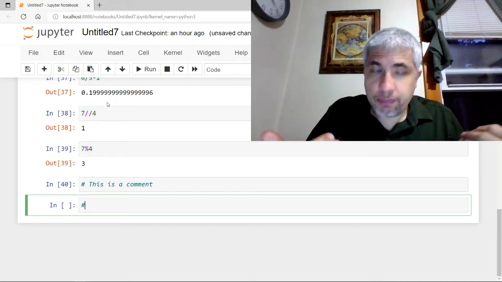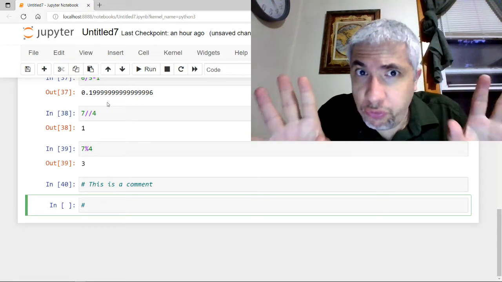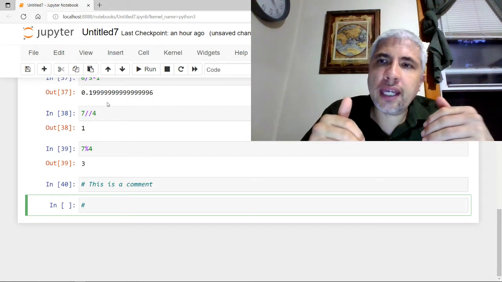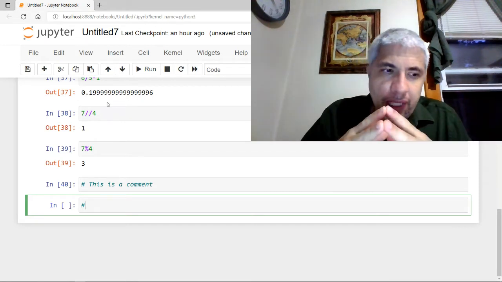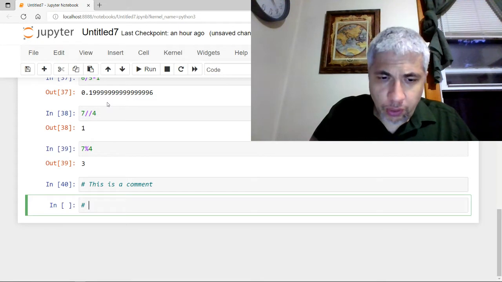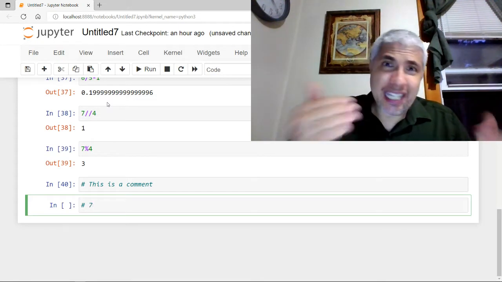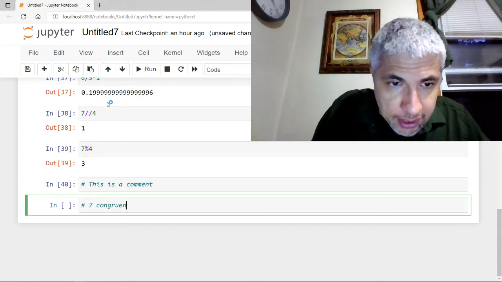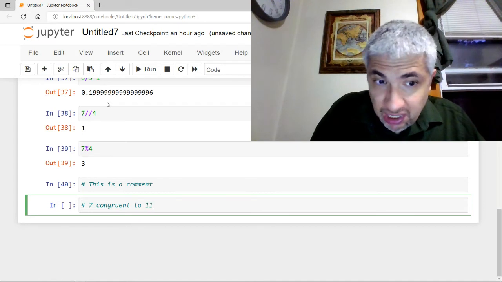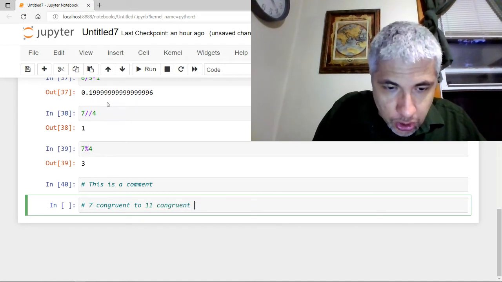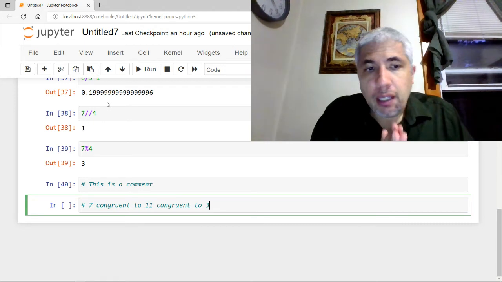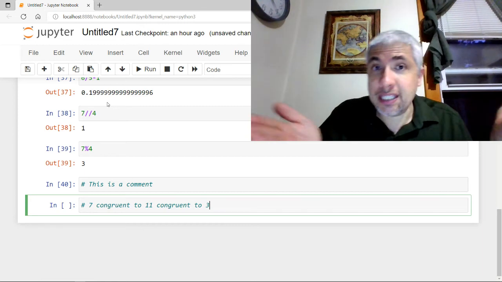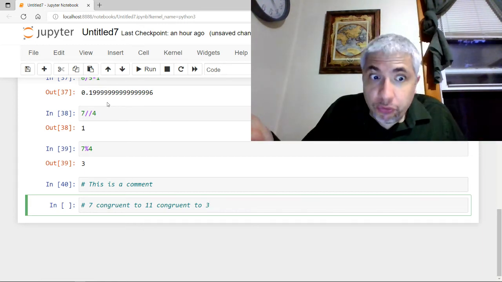Because in modular arithmetic, let's say I'm talking about numbers mod 4. In that case, we say that two numbers are the same or congruent if they differ by a multiple of 4. So if I wanted 7, it would be the same as any number that differs by a multiple of 4. So 7 would be congruent to 11, but also congruent to 3. 11 and 3 would also be congruent. All three are congruent because 11 and 3 differ by 8, which is a multiple of 4.